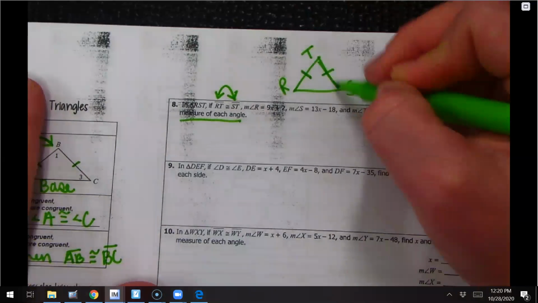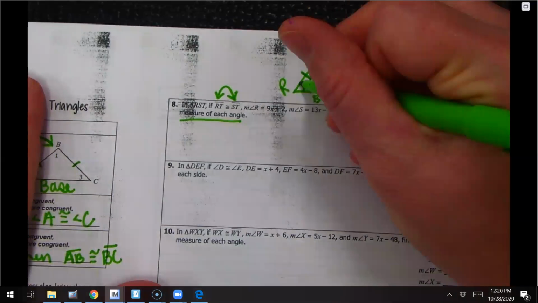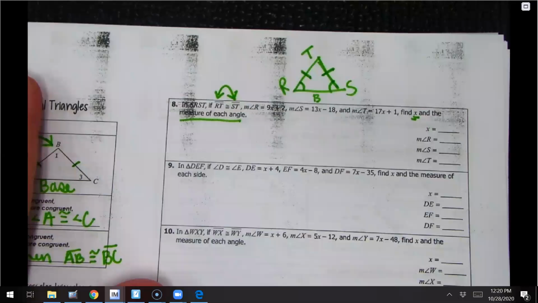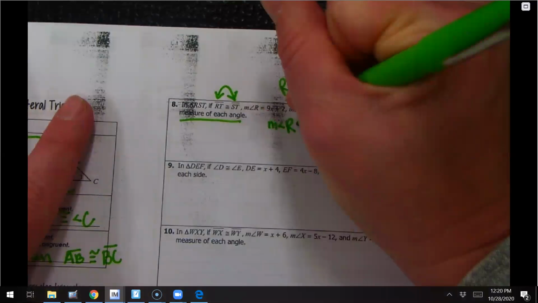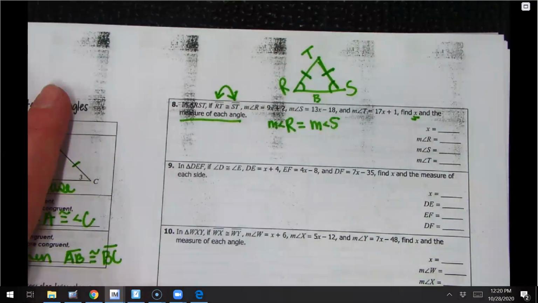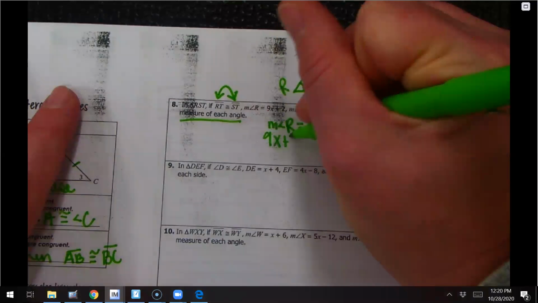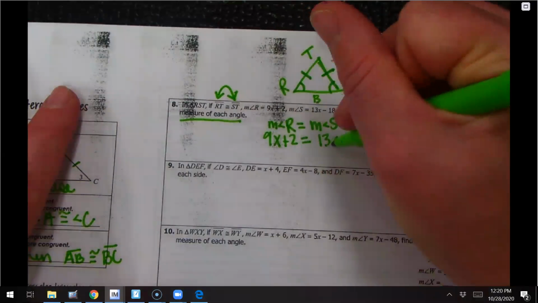I know that this is my base, so these are my base angles. R is a base angle and S is a base angle, right? So who do I set congruent to each other? R and S. I'm going to take the measure of angle R and set it equal to the measure of angle S. It is important that you set the right ones congruent to each other. If not, you're going to mess the whole problem up. So we've got 9x plus 2 equals S, which is 13x minus 18.